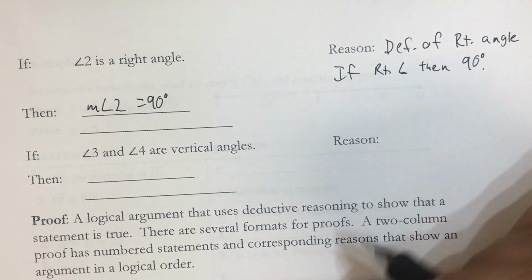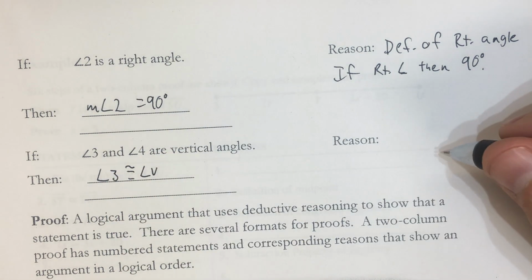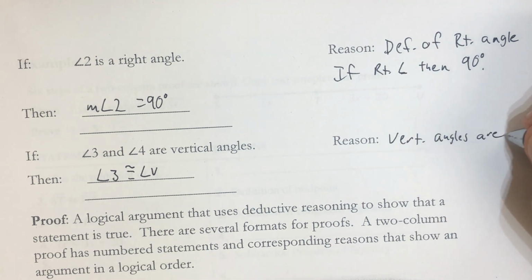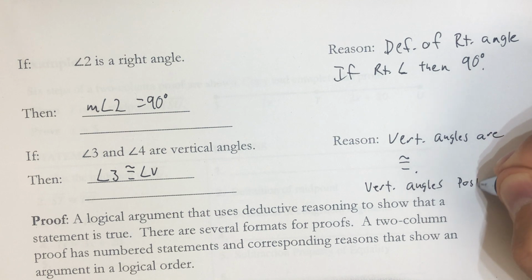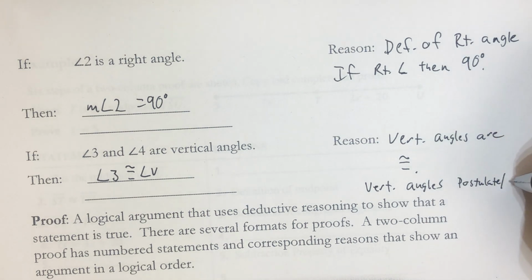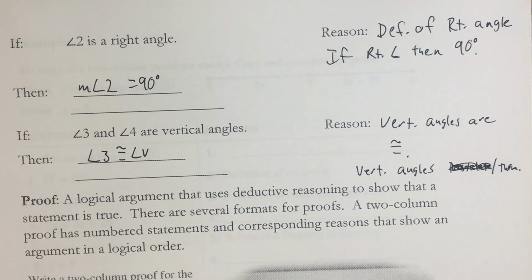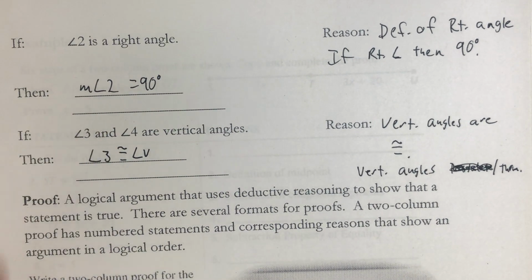And the last one, 3 and 4 are vertical angles. Well, that means angle 3 is congruent to angle 4. And I always just say vertical angles are congruent. This one's probably also referred to as the vertical angles postulate or theorem. Sometimes, actually, it has to be theorem, not going to be postulate. Vertical angles theorem, because we would have to prove that they are congruent. So it'd be the vertical angles theorem. Okay, so that's just some practice on taking a given and moving on. This one would probably be noticed in a diagram more than it would be written out.